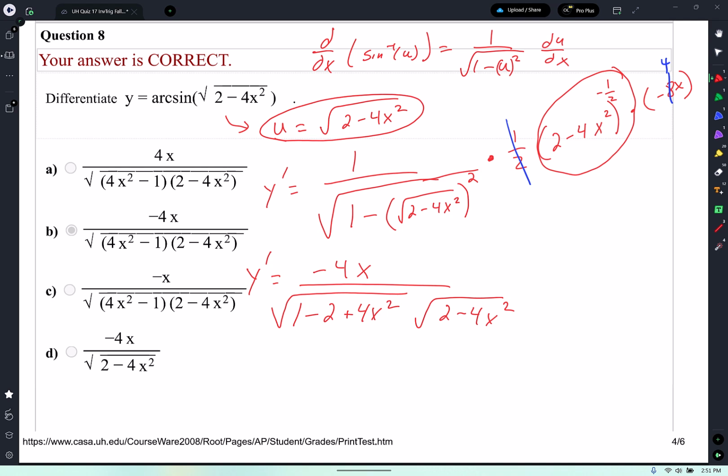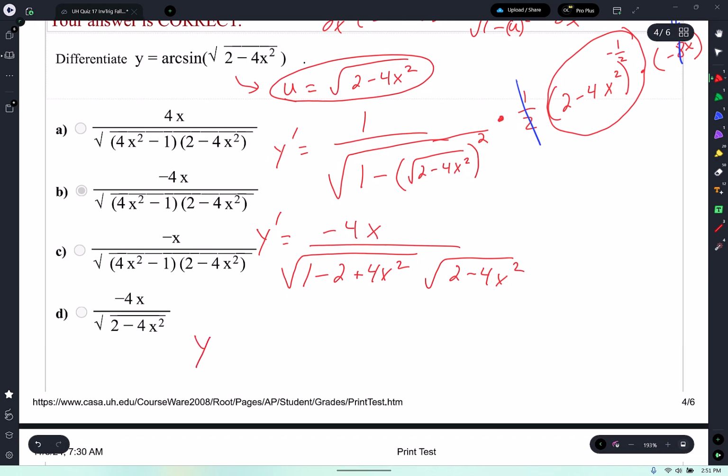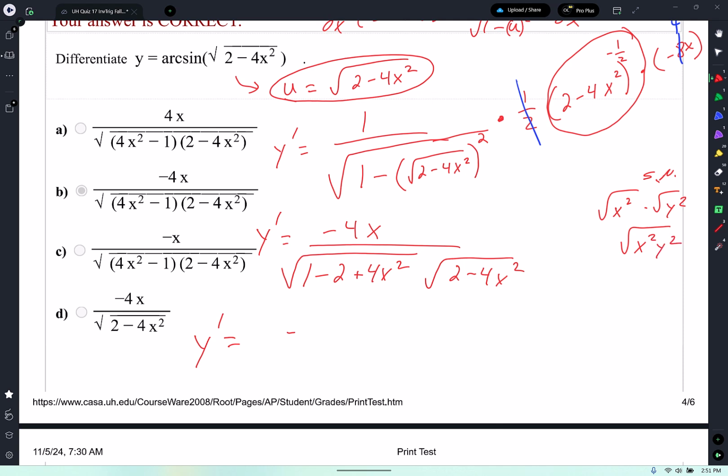Your laws of exponents come in. Look, square root, square root. Both of them have a square root, so can I just do one giant square root? Yes. Side note, square root of x squared times square root of y squared can be written as square root of x squared y squared. No, just one square root. Over square root, 1 minus 2 is negative 1. So I'm going to put the 4x squared first. Parenthesis 4x squared minus 1, close. And then I'm going to put this one, 2 minus 4x squared, close. And there it is. That's it.